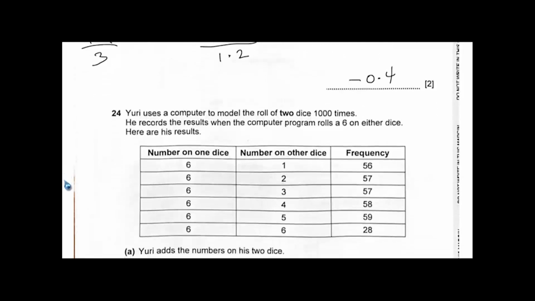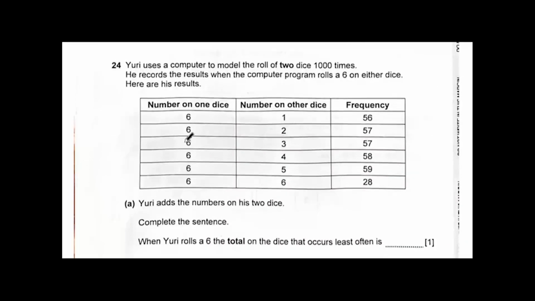So let's go to the next question here. Yuri uses a computer to model the roll of 2 dice 1,000 times. He records the result when the computer program rolls a 6 on either dice. Here are his results. From this, Yuri adds the numbers on his 2 dice. So I think we need to add them together. Let me say this is the total now. I need to draw a line here and add the 2 numbers on the 2 dice. So let's call this total.